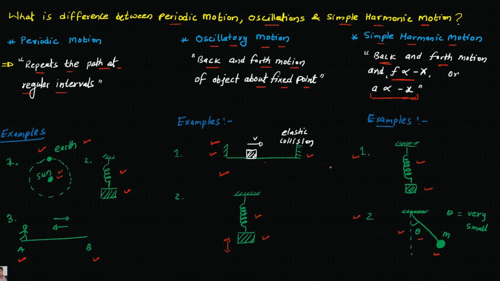So in simple terms, you can say that every simple harmonic motion is an oscillatory motion, and every oscillatory motion is a periodic motion. But every periodic motion is not an oscillatory motion, and every oscillatory motion is not a simple harmonic motion. I hope you have understood the difference between periodic motion, oscillatory motion, and simple harmonic motion.